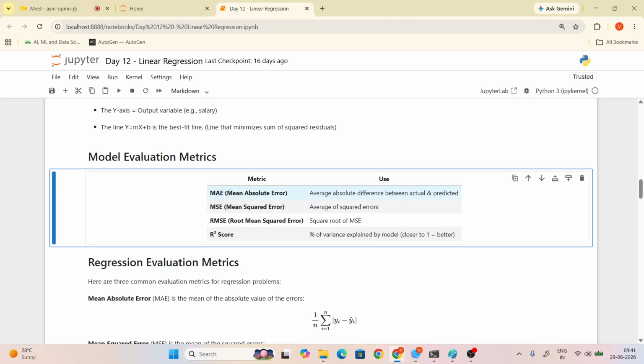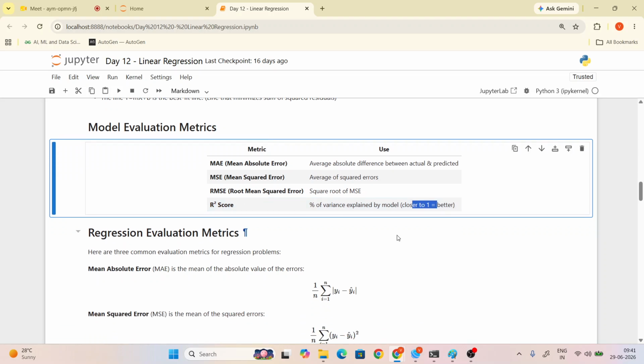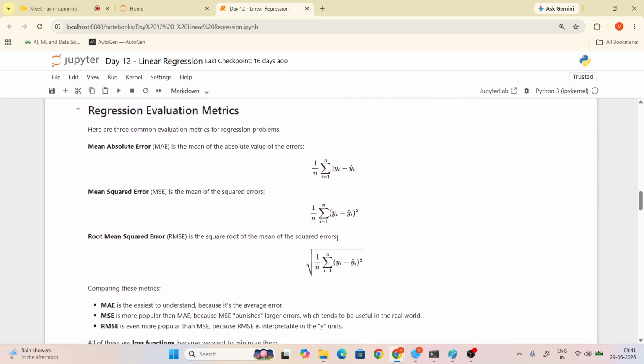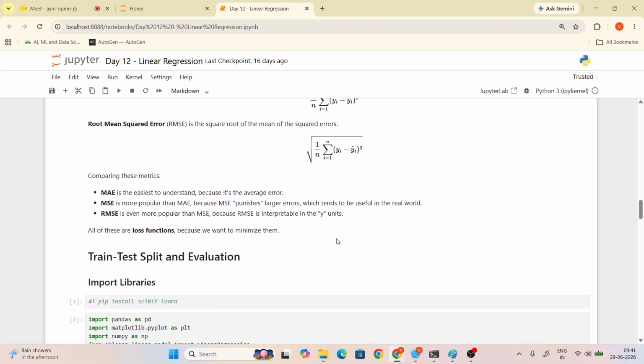I already told you: mean absolute error, mean squared error, root mean squared error, and R square. Mean absolute error is the difference between actual minus predicted. Mean squared error is the average of squared error. This is the square root, and this is the R square score. The closer to 1, the better the model. So you just read it out. I'll scroll later.